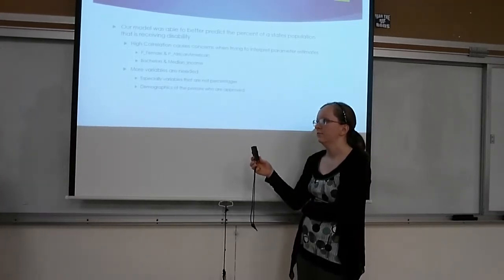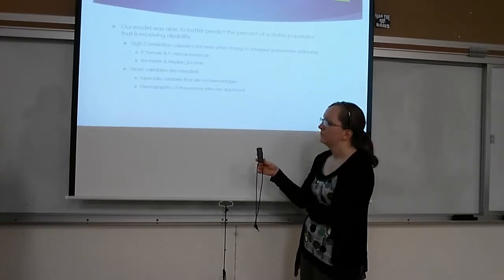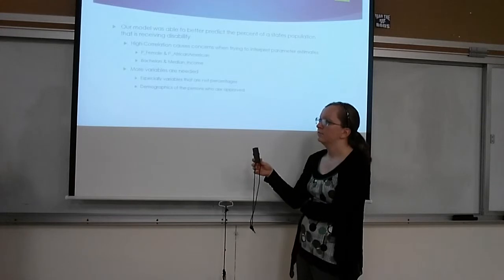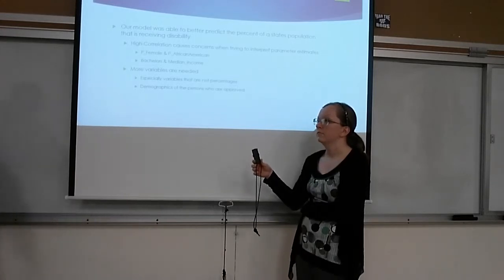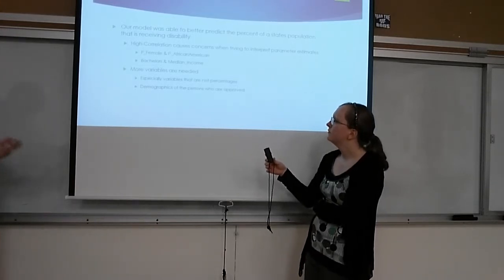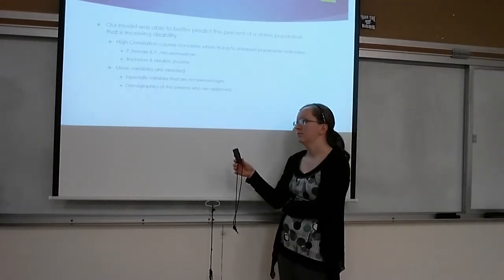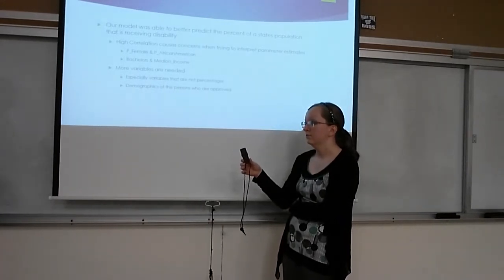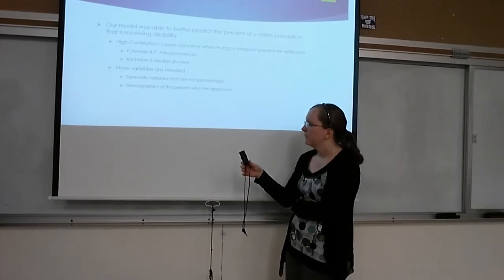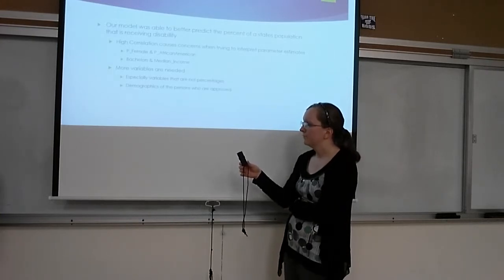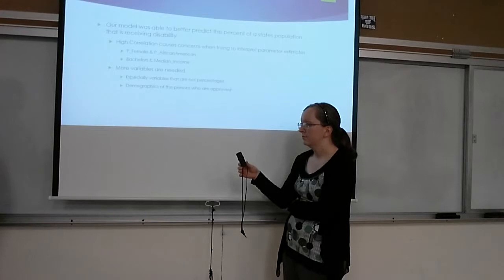So that's one of the things that we struggled with, actually interpreting the model to see the root cause of what's going on. We determined more variables are needed, especially ones that are not percentages or ones that give us a wider range of percentages. And really the best thing to do would be to have the demographics of people who are approved instead of just trying to base it upon the total population of the state.